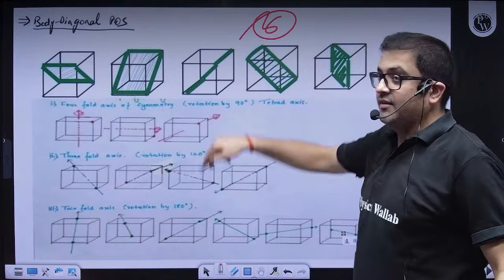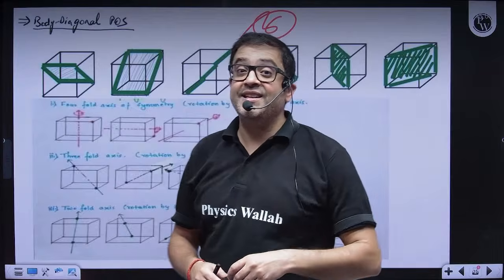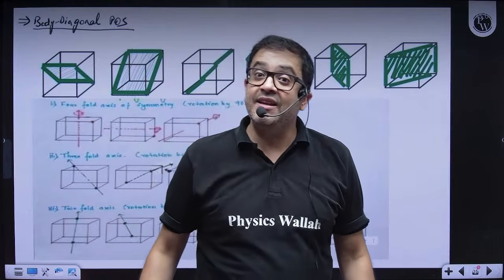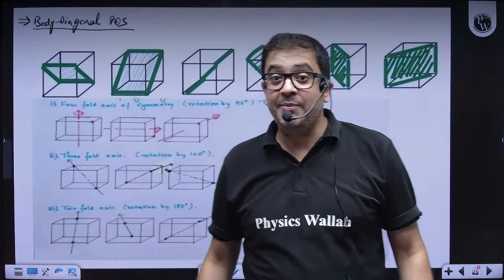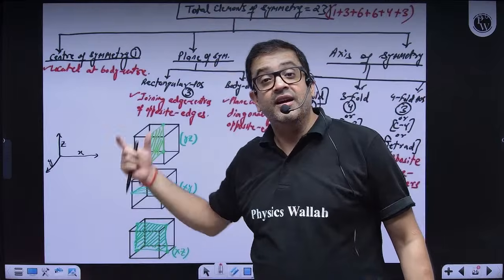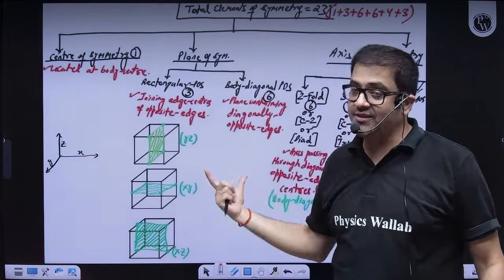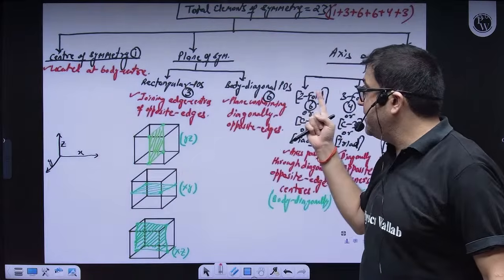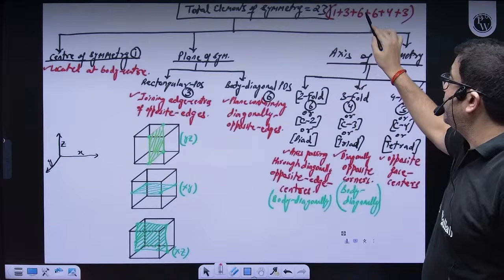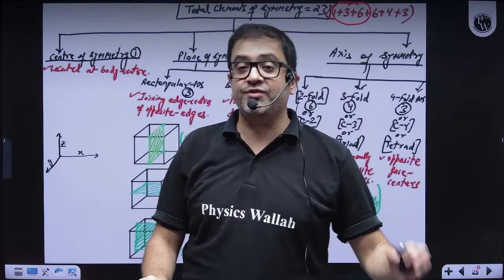So 6 planes. Now we know one is the center of symmetry. How many centers of symmetry does a cube have? 1 only. Then we have planes of symmetry. A cube has 2 types of planes of symmetry: rectangular and body diagonal. 3 rectangular planes and 6 body diagonal planes of symmetry. So 6 plus 3 is 9, and 9 plus 1 is 10 elements of symmetry so far. What else? Then we have the axis of symmetry.